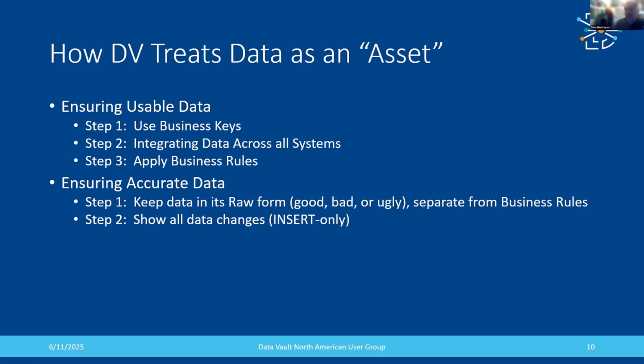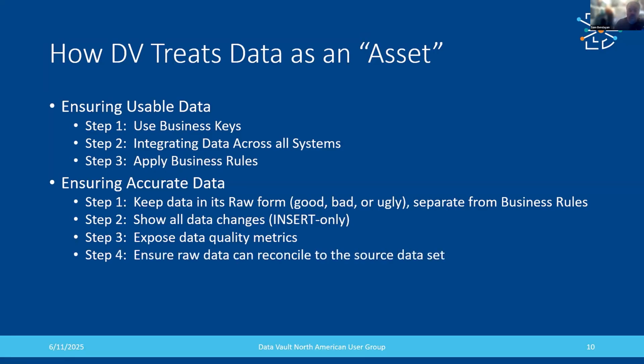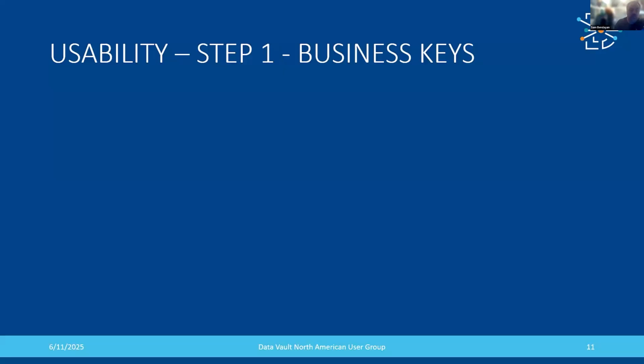Secondly, you need to show all data changes, right? If you're going to show everything that's happened to the data, then you've got to store everything that happened to the data. And step three, we're going to calculate and expose data quality metrics. And finally, ensure that the raw data can reconcile to the source data set. It's a key component of auditability, and we'll talk about that a little bit later. The bonus of this is that when you do these things, you can pass a data audit, and you can also enable process improvement, and we'll talk about how that happens a little bit later.